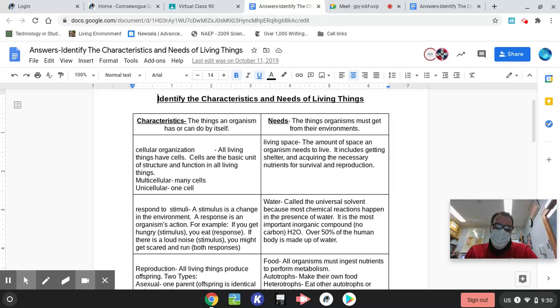Many things are unicellular organisms. They are simply one-celled organisms that are living. As a matter of fact, there are more unicellular organisms on the planet than there are multicellular. It's just that you don't see them, because a single-celled organism is very small. You can't see it with your eye. You need things like a microscope to see that.